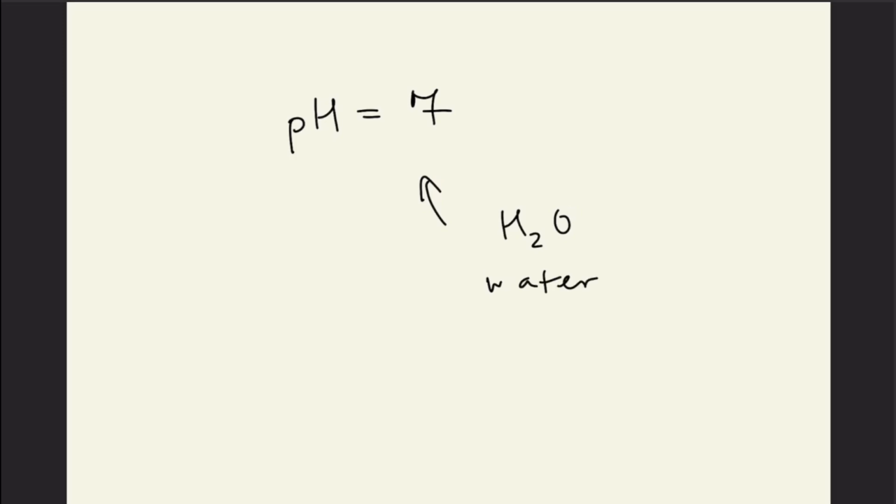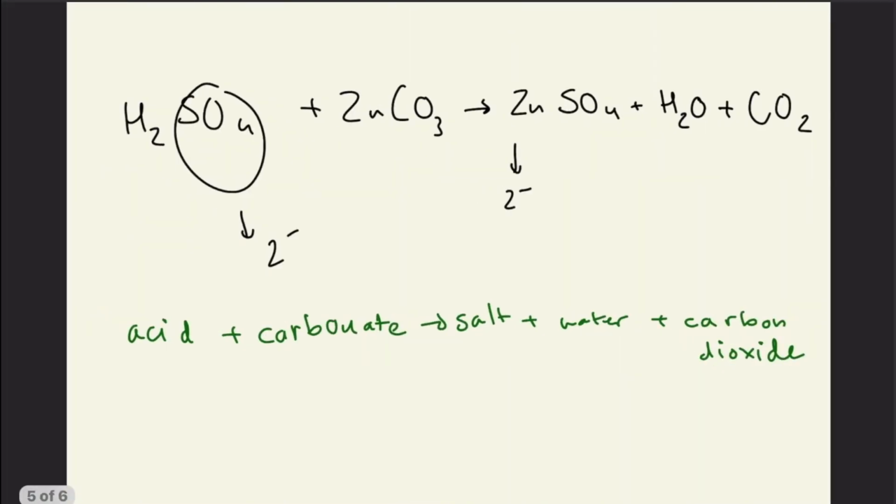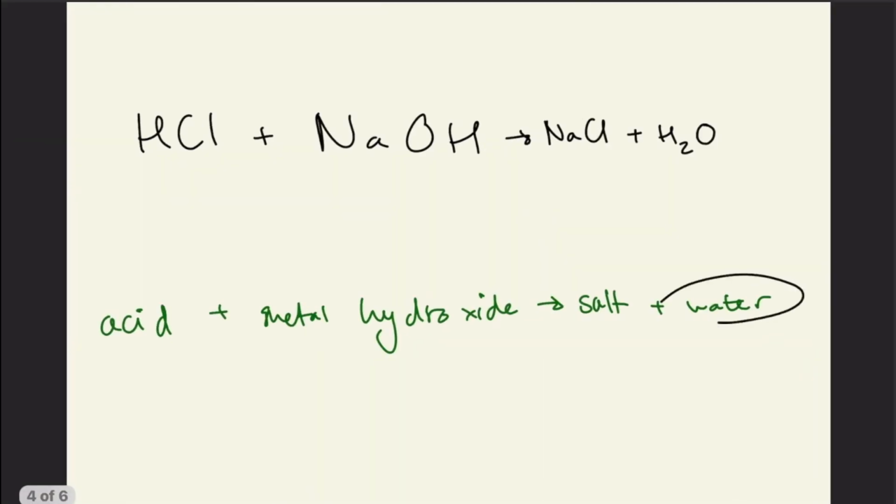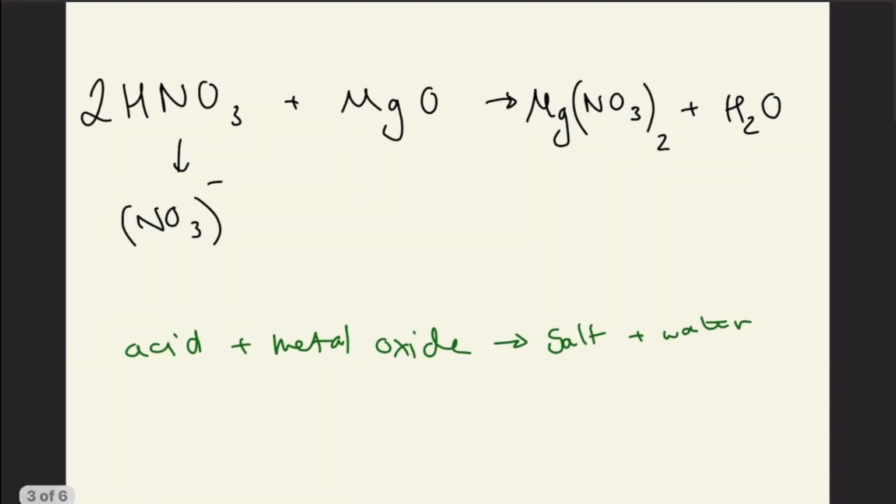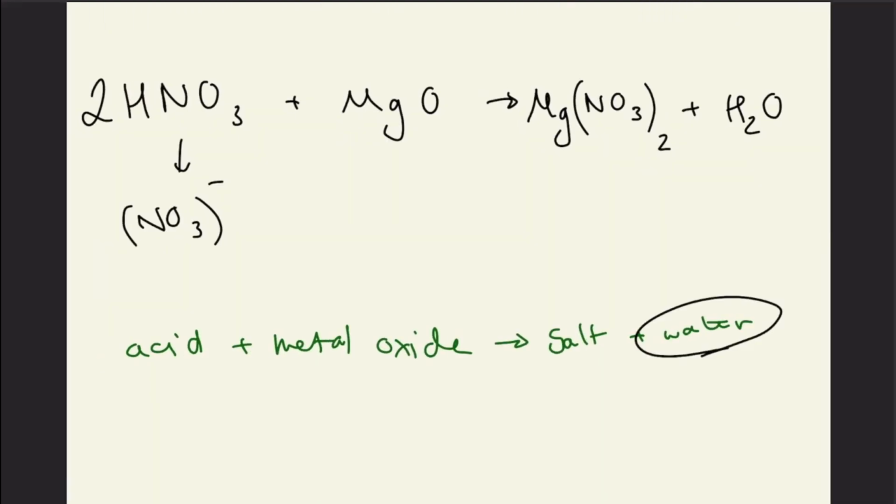Well, to answer this, we must think, what makes something neutral? What is a neutral substance? Well, a neutral substance has a pH of exactly 7. And just so we know what this substance is, H2O, so water, has a pH of 7. So, a neutralization reaction is any reaction that turns an acid into water. So this is neutralization because we have water. This is also neutralization because we have water. And this is also neutralization because we also get water.